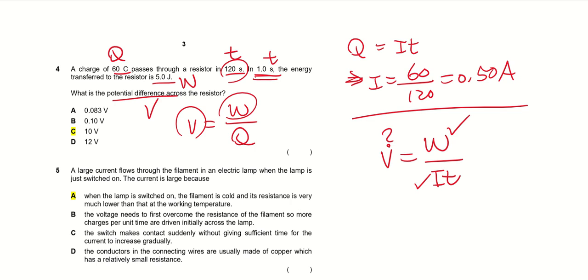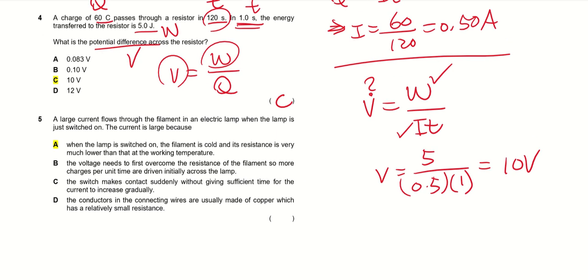Because if you read the question, in 1 second, energy transferred to the resistor is 5 joules. So in order to use 5 joules, I need to use the time of 1 second. But the current is the same, 0.5, and then 1 second. So I'll get 10 volts. Okay, so answer is C.